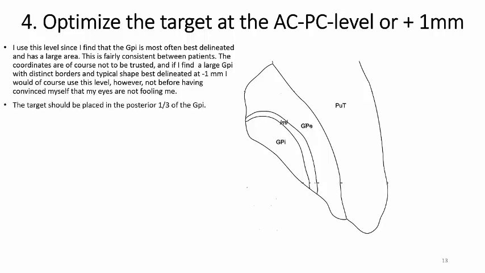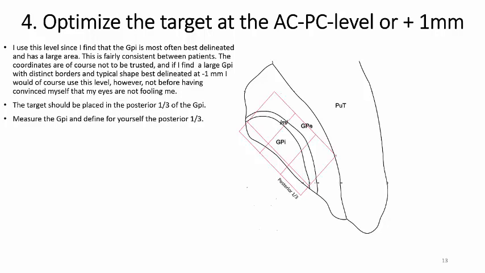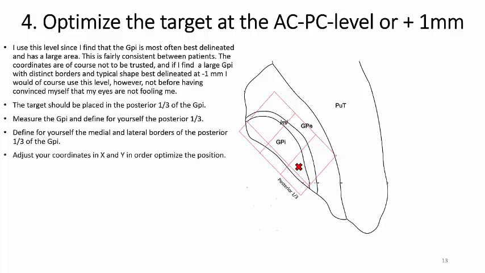The target should be placed in the posterior third of the GPI. I measure the GPI and define the posterior third. Then I will define the medial and lateral borders of the posterior third of the GPI. I will then adjust the coordinates in X and Y in order to optimize the position of the electrode.